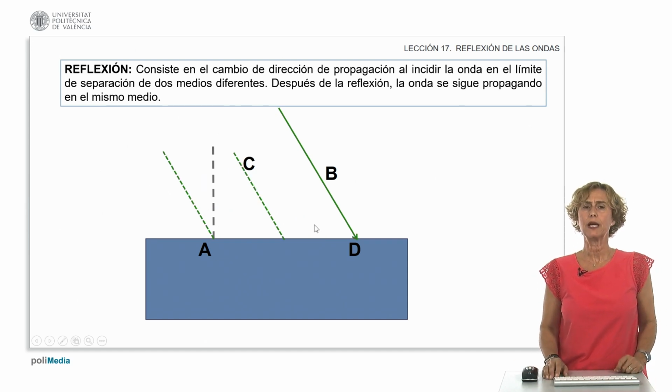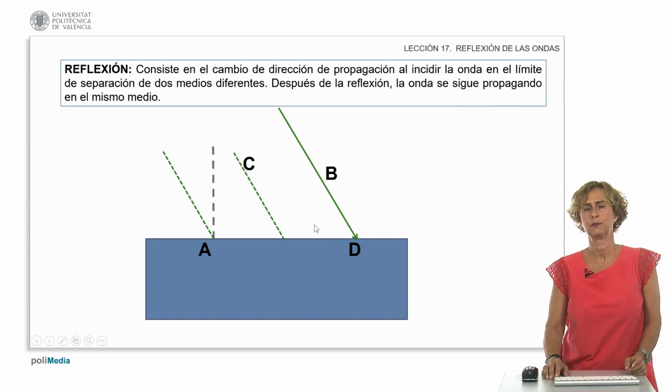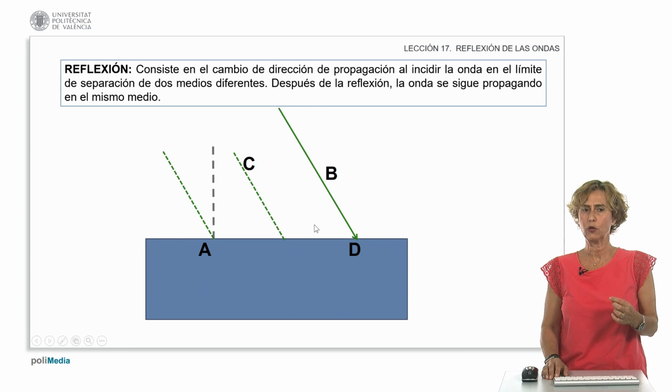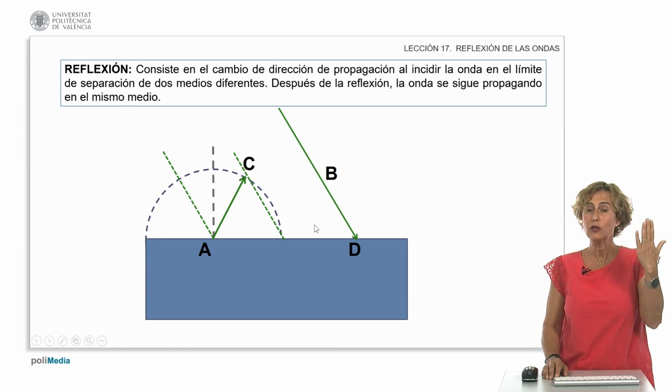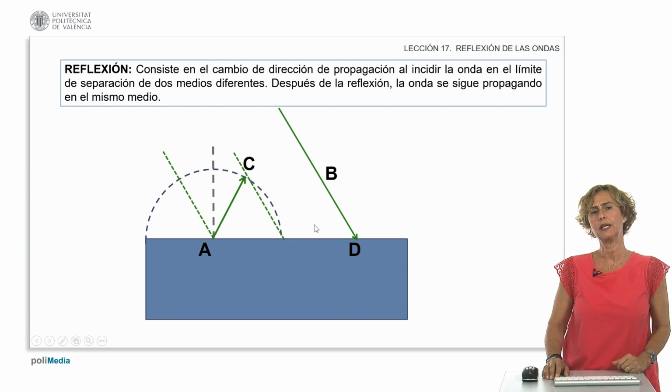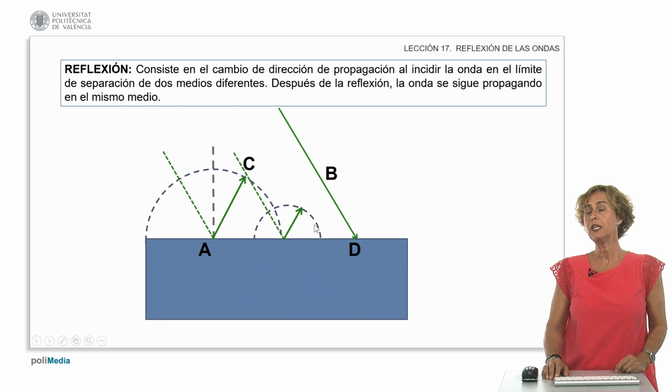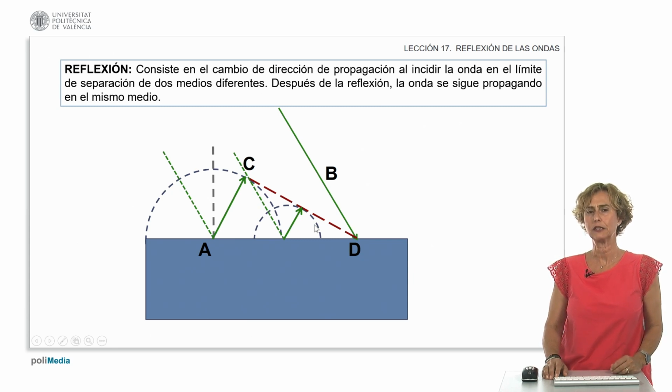Well, let's analyze this in terms of Huygens' principle. When point B arrives at D, a certain amount of time has passed with respect to the instant at which it had reached A. Then the wave has propagated, and this secondary wave that Huygens' principle told us about would be this one that we have on the screen. Any other intermediate point would be the same, and therefore the envelope to these would be the new wavefront, which is the one we had marked. As you can see, Huygens' principle allows us to explain the phenomenon of reflection.